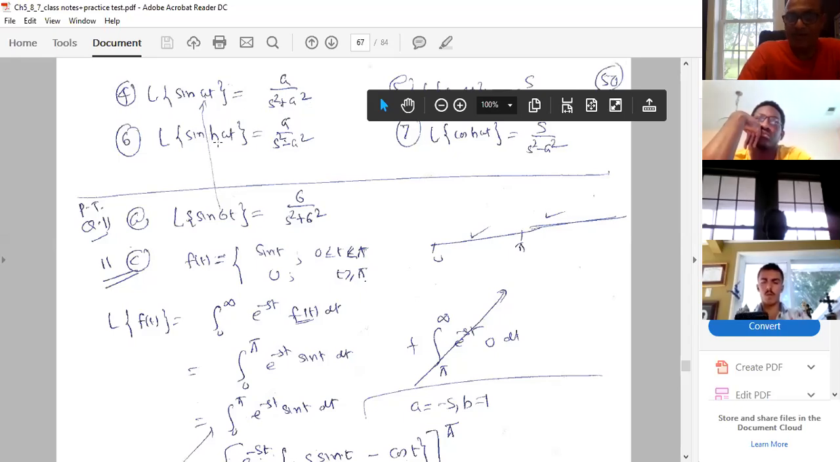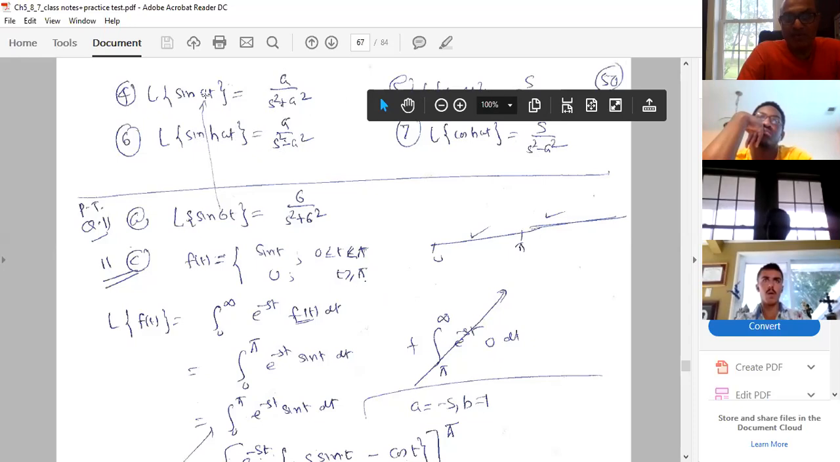For the hyperbolic function, the plus sign is replaced by a minus sign, so it is a over s square minus a square. If you have cosine of at, it is s over s square plus a square. You have the parameter s in the numerator for the cosine function. And cosine hyperbolic is the same with s in the numerator, s over s square minus a square. Please keep this in mind.